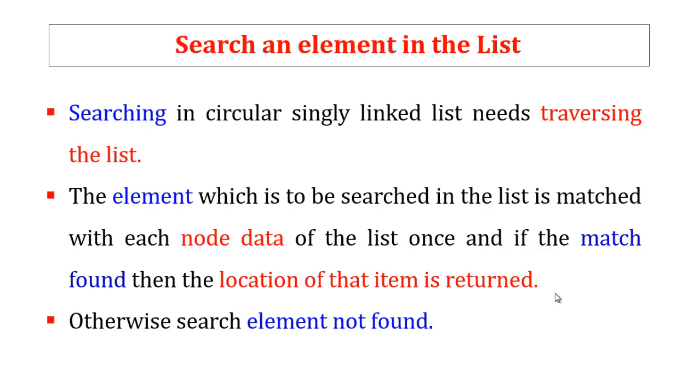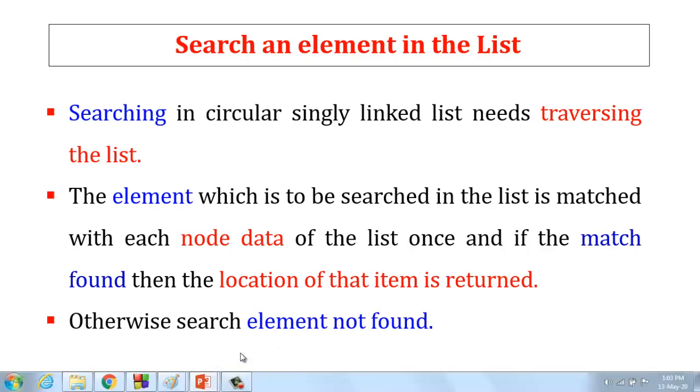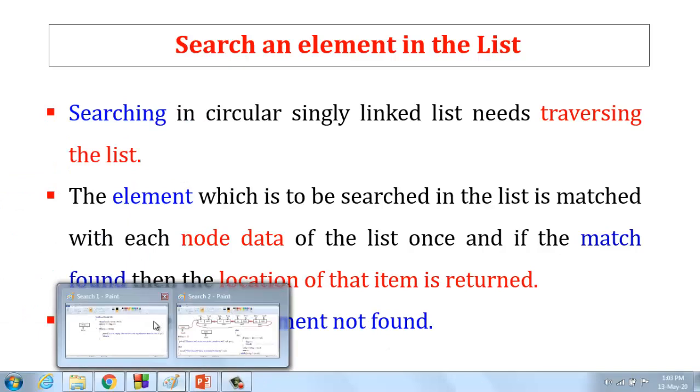Third location, fourth location, 100th location. Like that they are going to display the information to the user or programmers. Otherwise, the search element is not found in the circular singly linked list. This is a scenario. Here we are going to see the pictorial representation of how we are going to search an element.